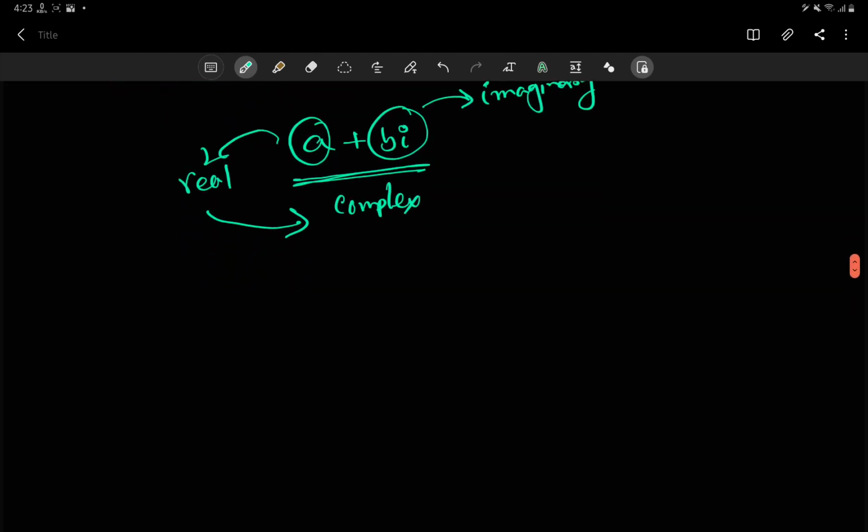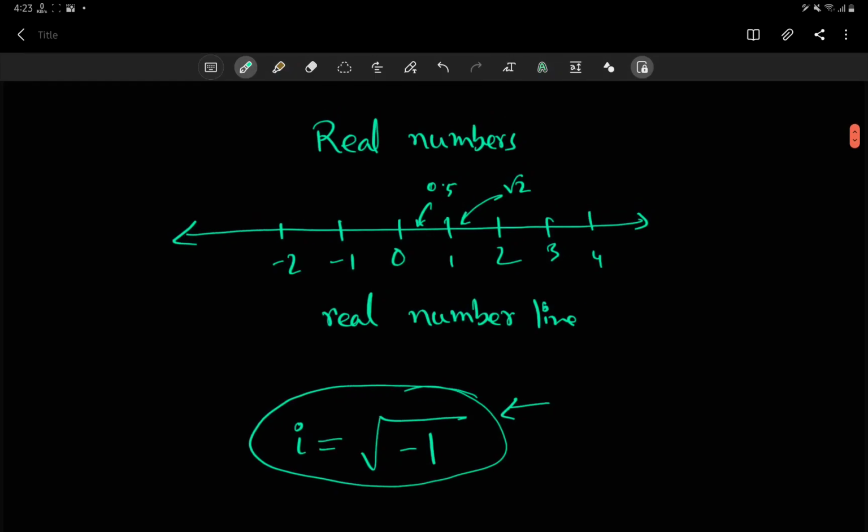So we have seen real numbers represented by a line.